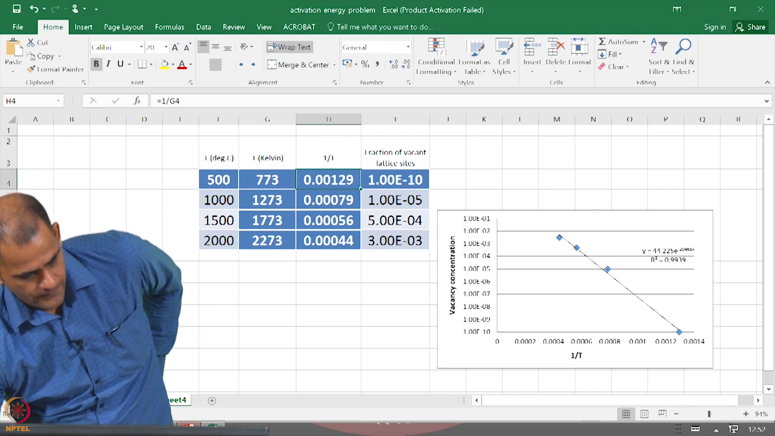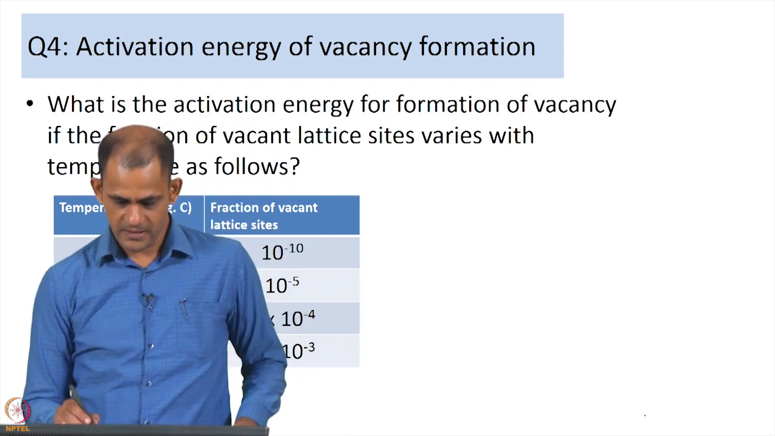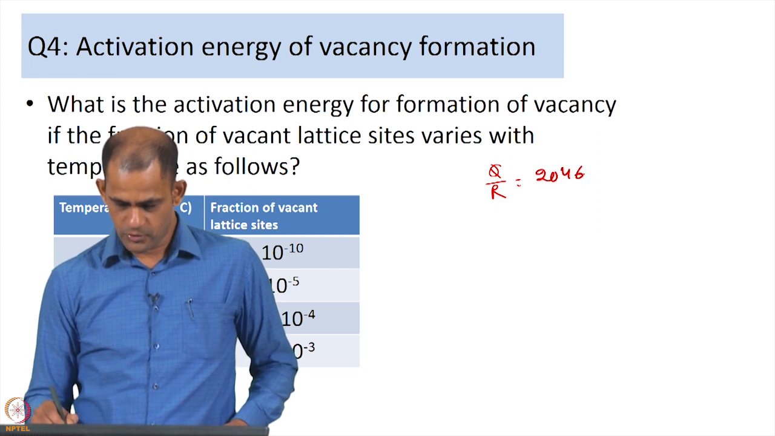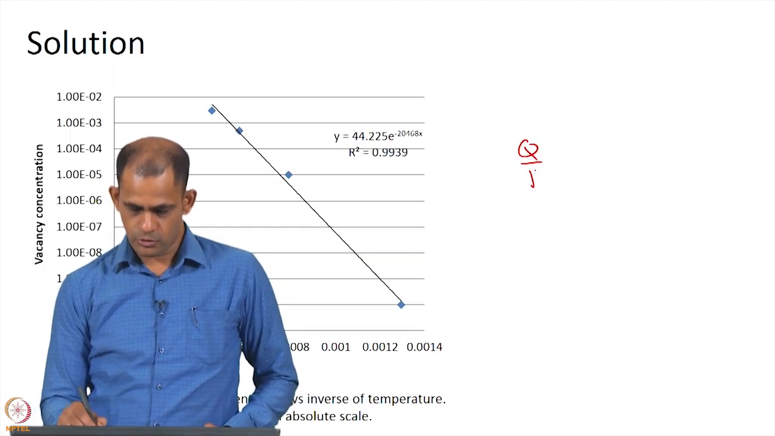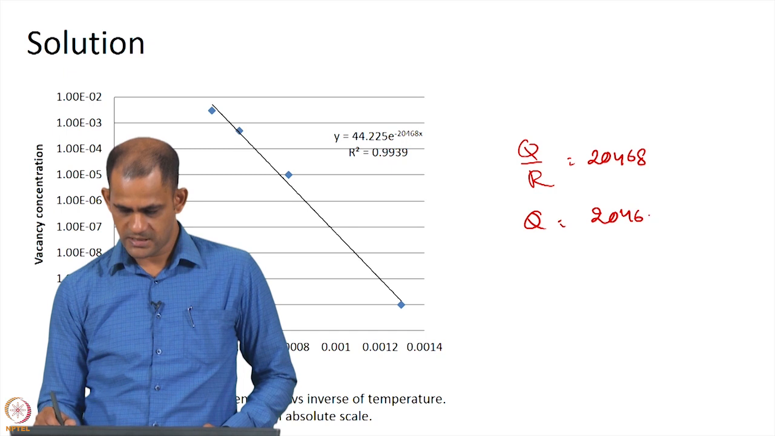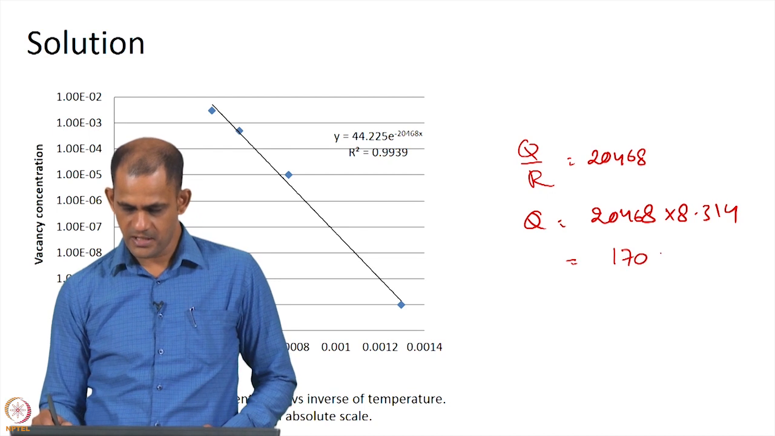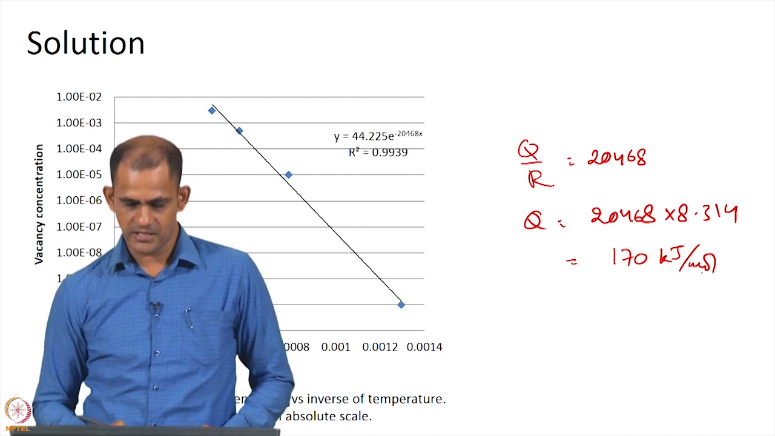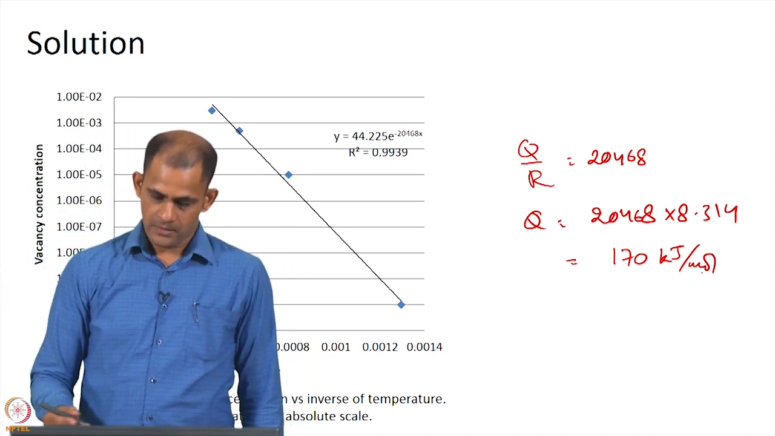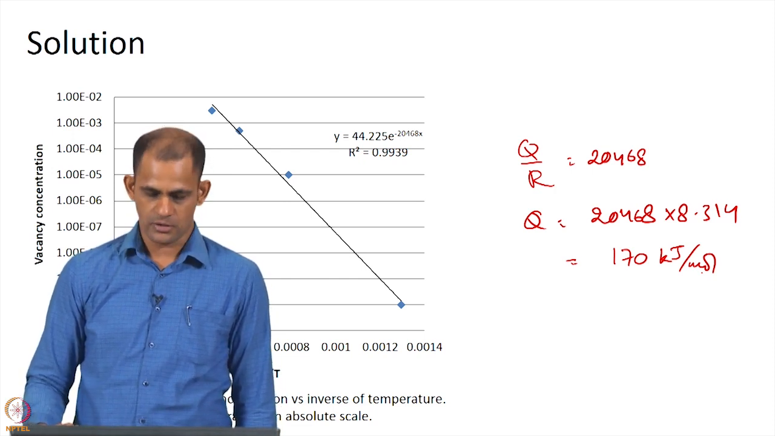If we now come back to this slide, what we got from that fit is the value of Q over R is equal to 20468. So, Q will be 20468 into 8.314, which turns out to be 170 kilojoule per mole. This is the activation energy for formation of vacancies in that material, and with this you can then determine the vacancy concentration at any other temperature of interest.